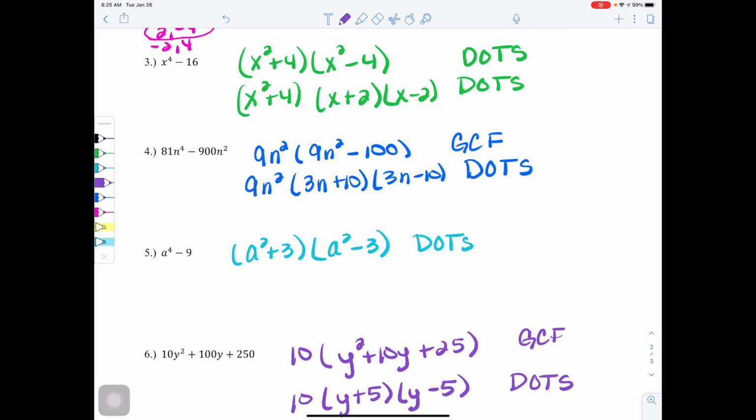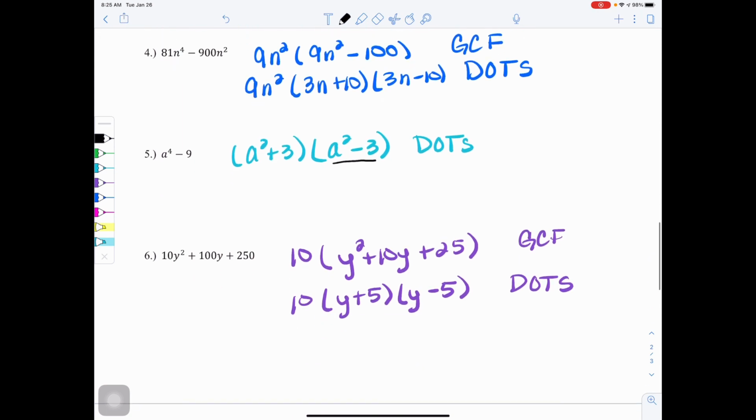In number 5, a to the fourth minus 9 is a difference of 2 squares. Once you're done, for the first time in a while, you have to be careful. This isn't always going to end up in a double DOTS. A squared minus 3 is not a difference of 2 squares, so this is completely factored as it is.